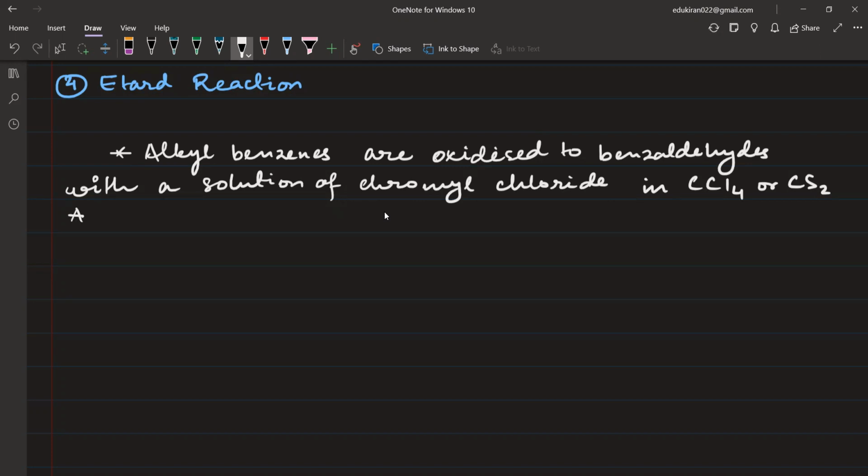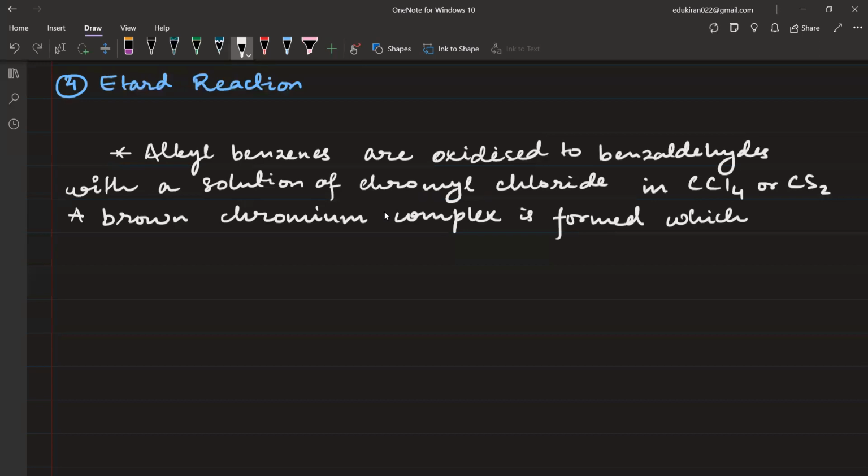Right, next. A brown chromium complex is formed, which is decomposed by water to give benzaldehyde.